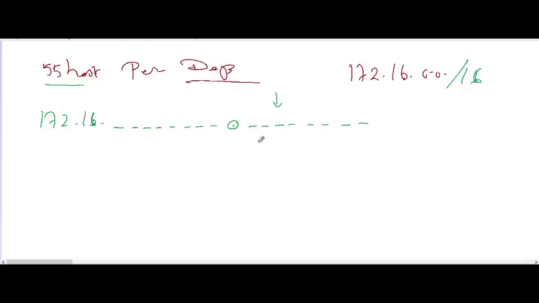Okay, so 55 hosts. Look at this. 32, sir. I got 63. Definitely I'll get 55 plus IP address. I cannot take less than this. Why? Because I need 55. I cannot take less than this.